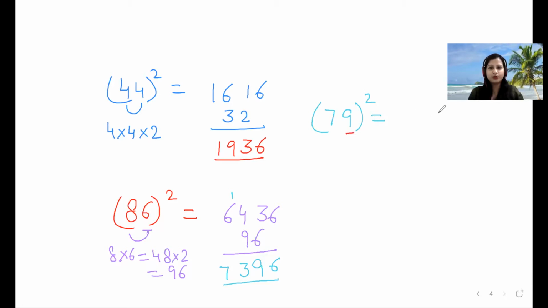So 9 square would be 81. 7 square would be 49. Now let's multiply the numbers. 7 times 9 would be 63. Then multiply it with 2 again. So 2 times 3 and 2 6s are 12. Okay, now let's write in the middle. So wondering how we are going to write? Okay, let me tell you, we are going to write in the middle again. So how we will write in the middle? Here.